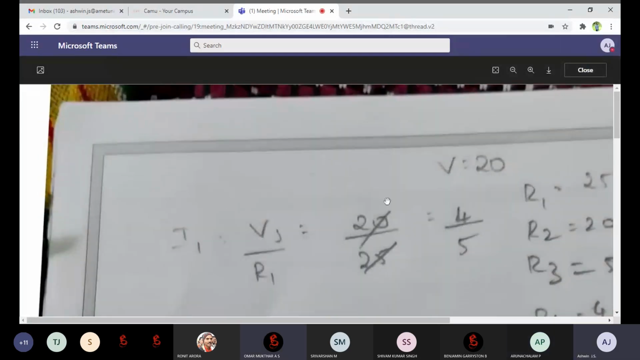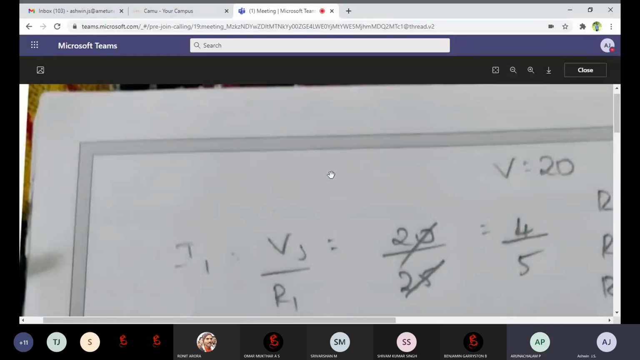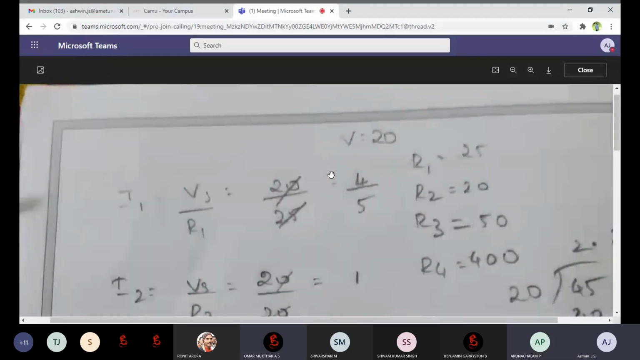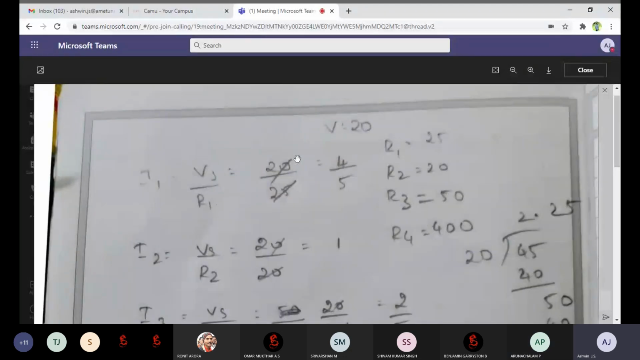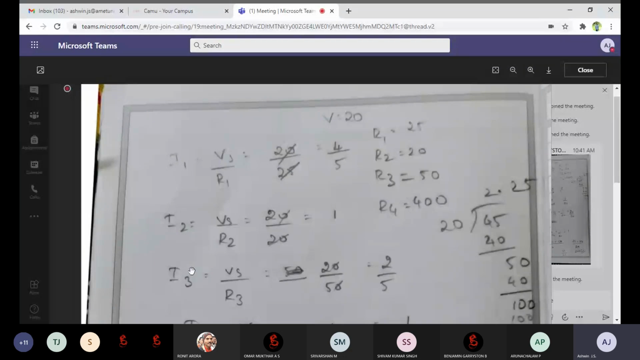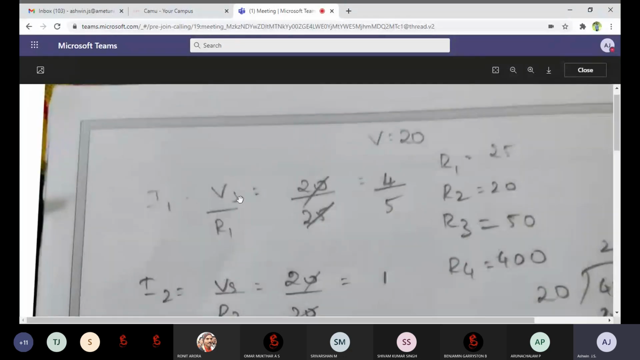Can everyone see my screen? Yes, sir. So V is equal to 20, R1 25, R2 20, R3 50, R4 400. Directly you apply Ohm's law. I want to identify I1, and we know that in parallel the voltage is common. So I'm calculating I1, I2, I3, I4 with the same voltage level, 20 only.